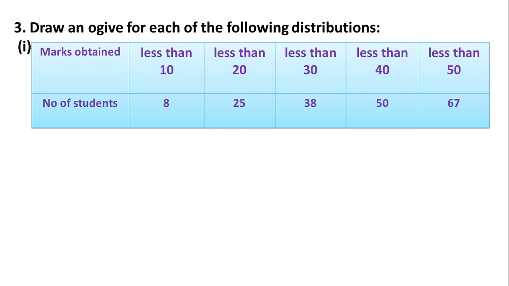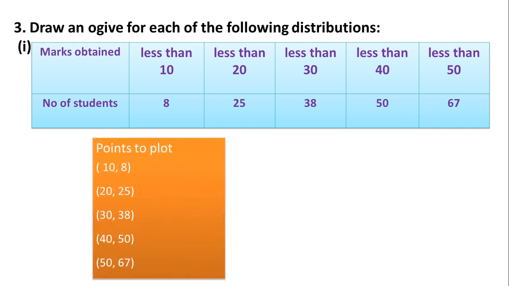And hence the number of students what they have given is 8, 25, 38, 50, 67. It is not the frequency. The given values itself is a cumulative frequency. So how to identify this? Instead of class interval, if the given frequency distribution is given as less than, then the corresponding values will not be the frequency, it will be called as cumulative frequency. Points to be plotted on the graph: 10, 8, 20, 25, 30, 38, 40, 50, 50, 67.